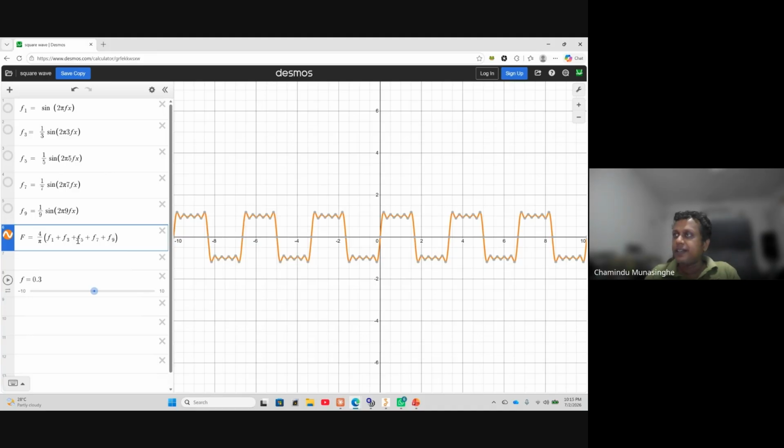I'll share the links, right? Try to do a triangle wave and find out these periodic waves like a sawtooth, how to generate that, right? Okay, cool.